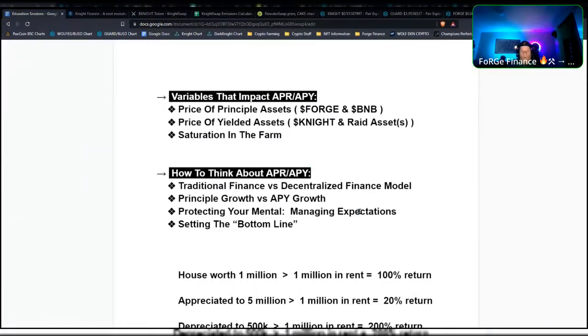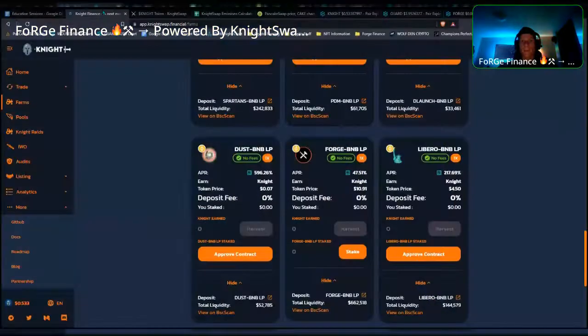Let's talk about setting expectations and managing them, and being conservative. Protecting your mental space means managing your expectations. We can sit here and pull up this compounding calculator, and you can play around and play the what if game.